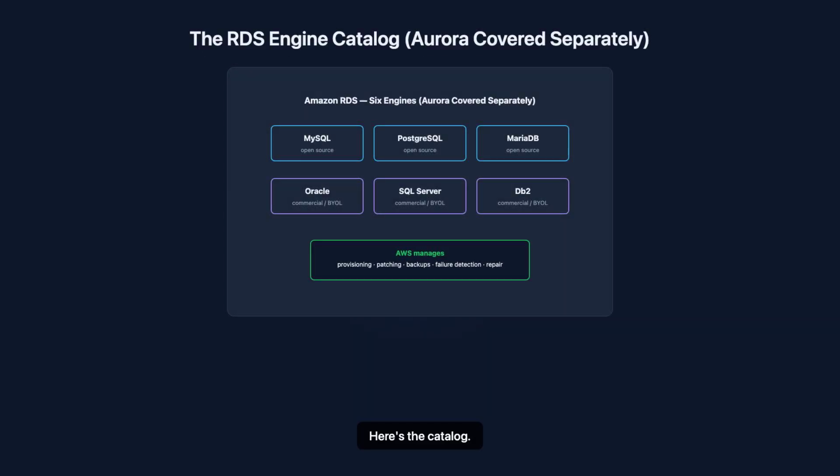Here's the catalog. 3 open source engines across the top: MySQL, PostgreSQL, and MariaDB. 3 commercial engines along the bottom: Oracle, SQL Server, and DB2. All bring your own license or paid hourly. And underneath all 6, the same Amazon Web Services responsibility band: provisioning, patching, backups, failure detection, and repair. That's the value proposition in one picture.